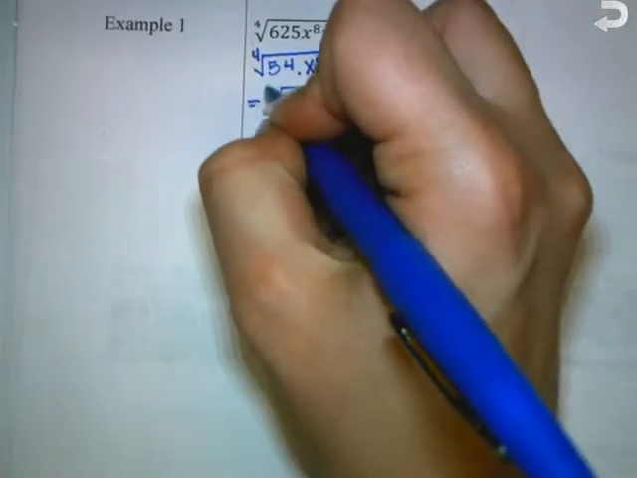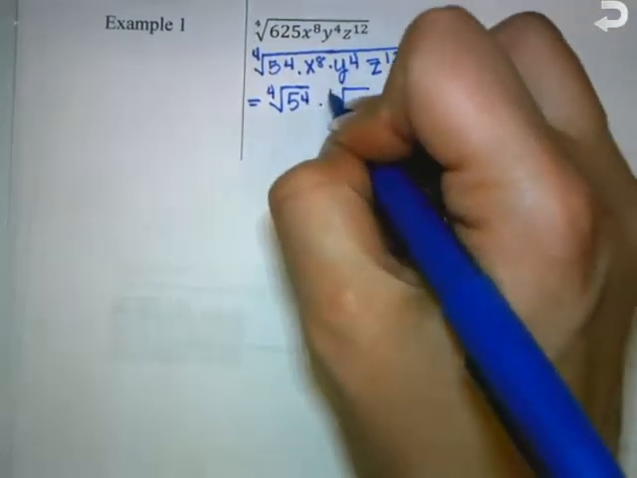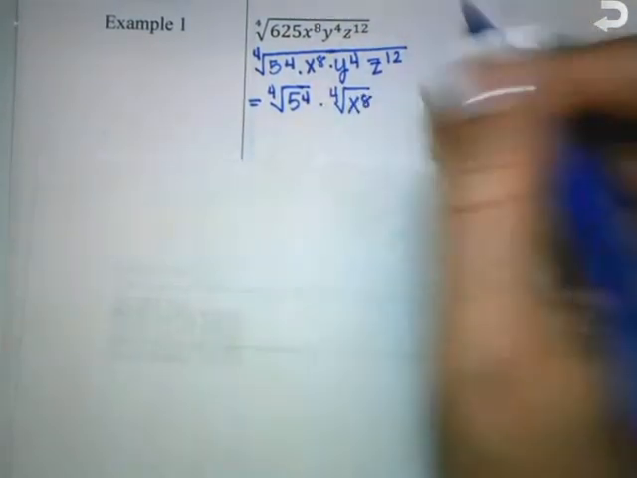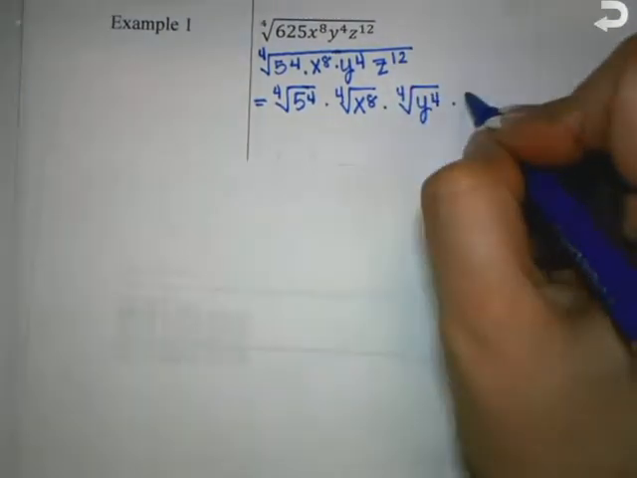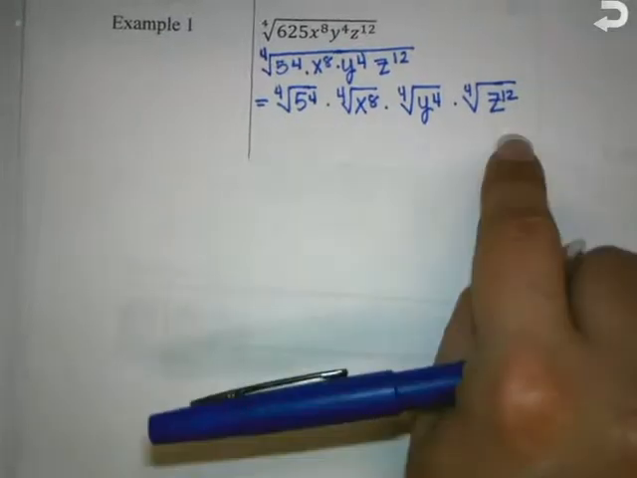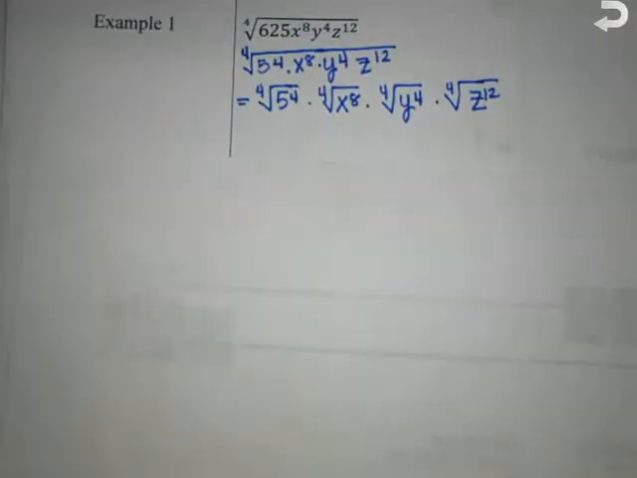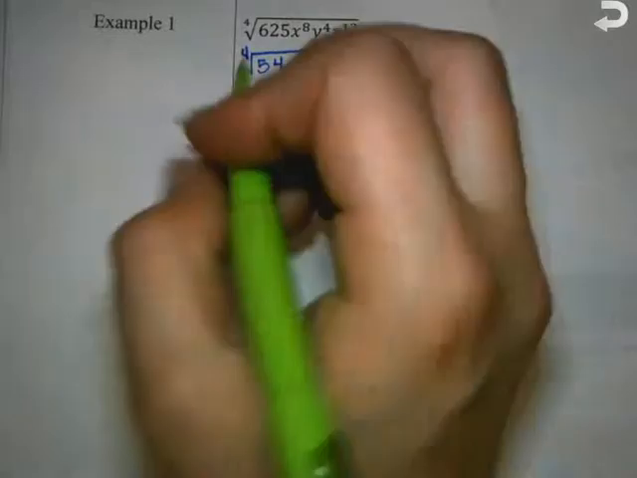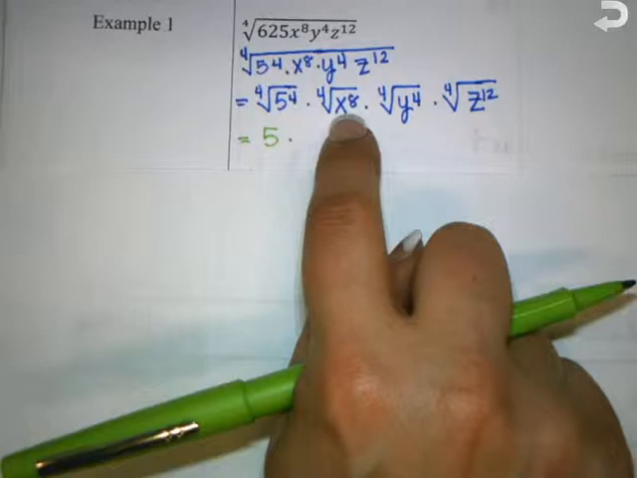So this is the same as the fourth root of 5 to the 4th times the fourth root of x to the 8th times the fourth root of y to the 4th times the fourth root of z to the 12th. Okay, I'm only going to write it all the way out this one time, just to show you guys that it's all the same. So what would the fourth root of 5 to the 4th be? 5, right?